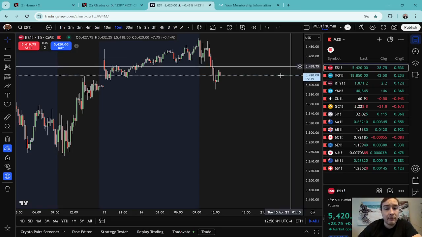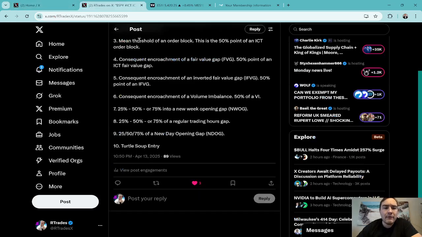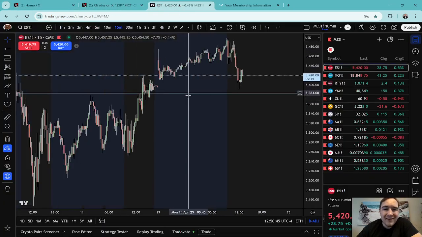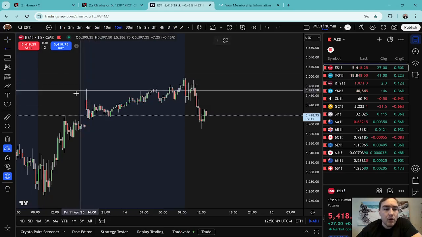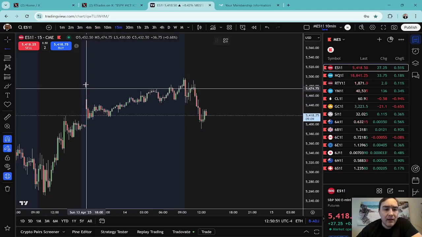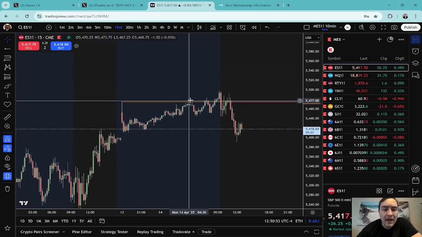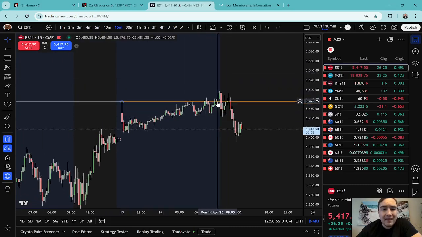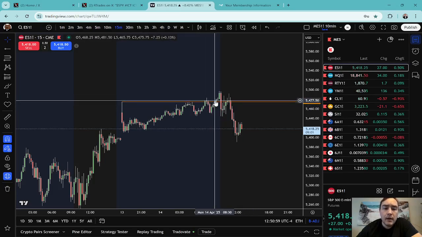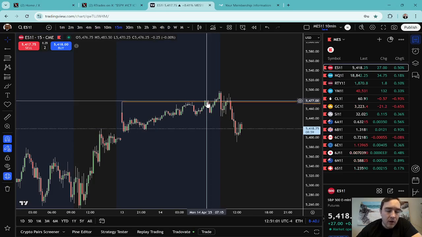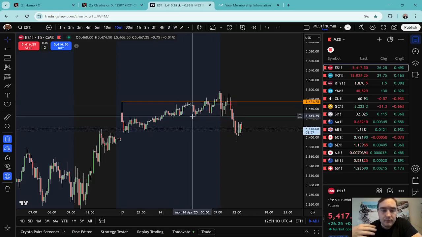If you have a new day opening gap, you can break that out into quarters and use those as levels. Okay, guys, finally, we have the turtle soup entry. This is not something that I particularly like doing, but basically what you're going to do on a turtle soup entry is you're going to take your swing high or your swing low, and then place a counter order or a level to, you're just going to sell a new high or you're going to buy a new low.